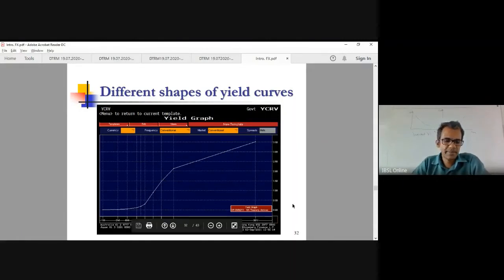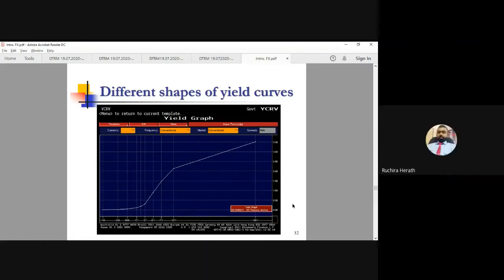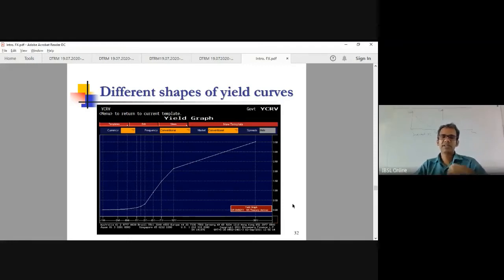Is it clear? Yes. Okay, we were discussing about different shapes.